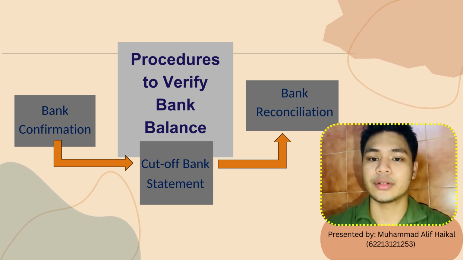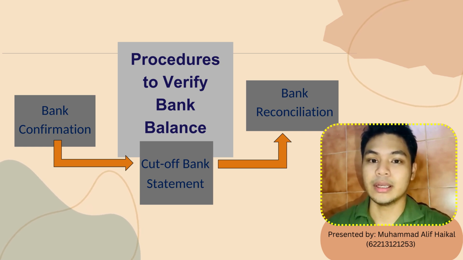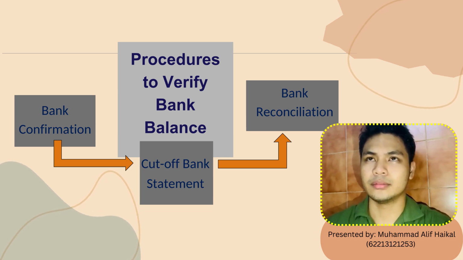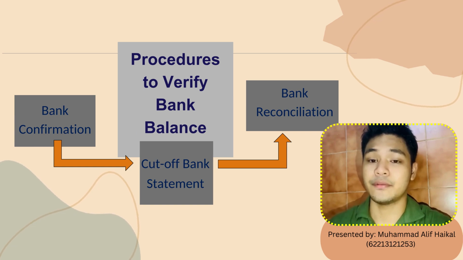Imagine you are trying to confirm your friend's wallet really has, let's say, 500 ringgit. Auditors also do the same with a company's bank balance. They don't just trust the amount on paper. They use bank confirmation. Auditor asks the bank directly, hey, how much money does this client really have? Like calling your friend's bank to confirm the wallet has 500 ringgit.